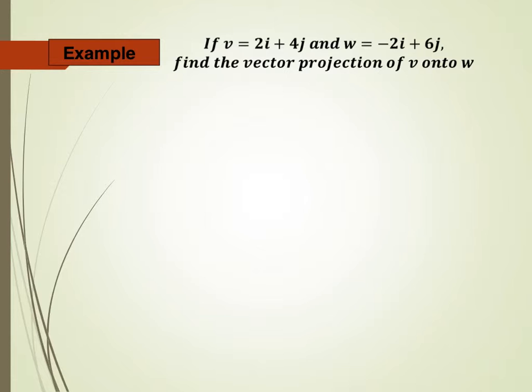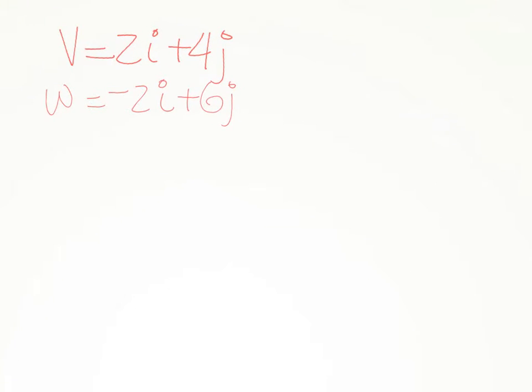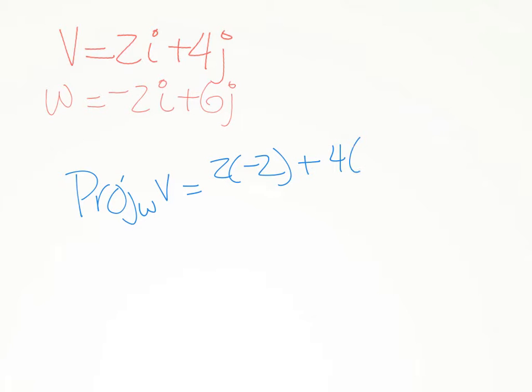So here's an example. If vector V is equal to 2i plus 4j and W is negative 2i plus 6j, find the vector projection of V onto W. Here are our given vectors, and we're going to project V onto W. So what we want to do is find the dot product first: 2 times negative 2 plus 4 times 6, over the magnitude of vector W squared.